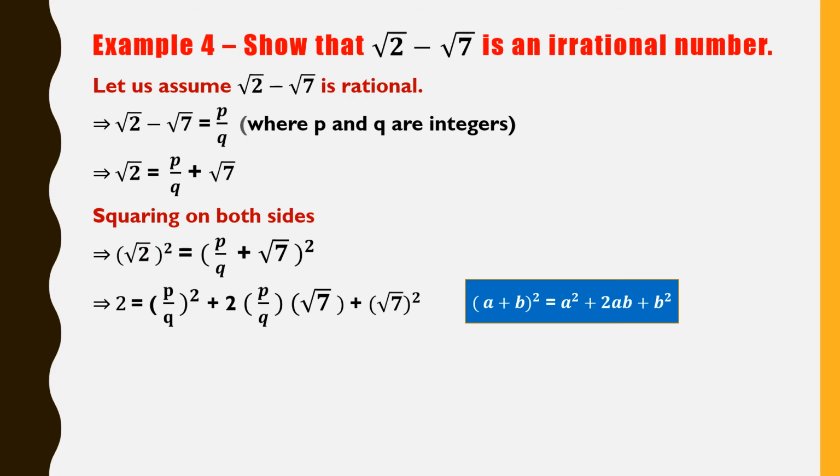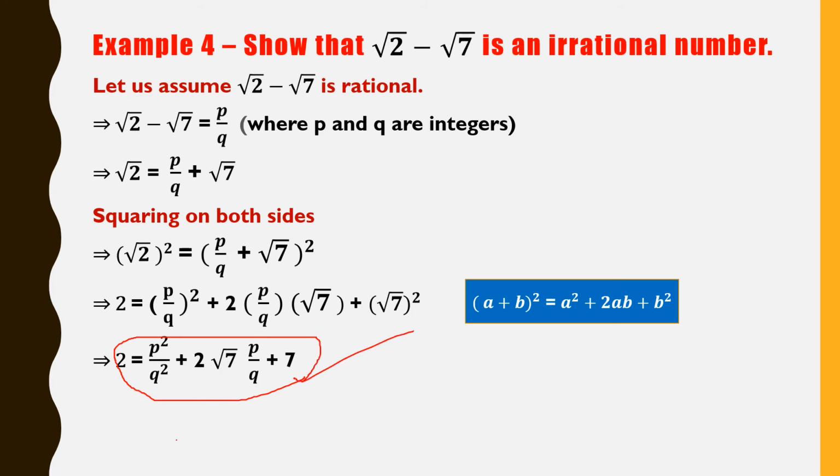Now give square for both of them. So 2 will be 2 only, p will get a square and q will also get a square. 2 root 7 p by q. As they are multiplying, I can write 2 root 7 p by q, plus, here also root and square cancel, plus 7. Okay, this is the very important step. If it is correct till here, then only you can go with the next steps in the correct way.